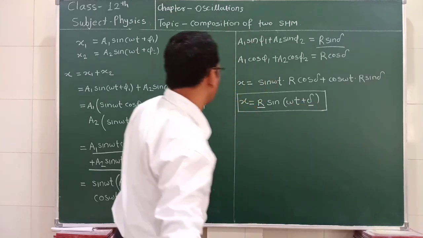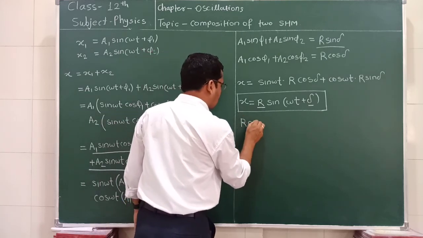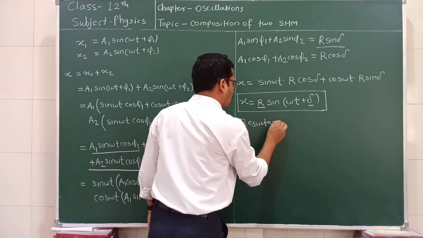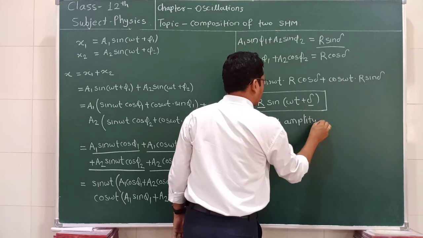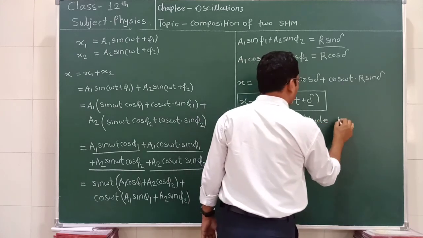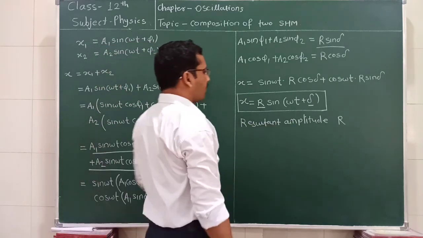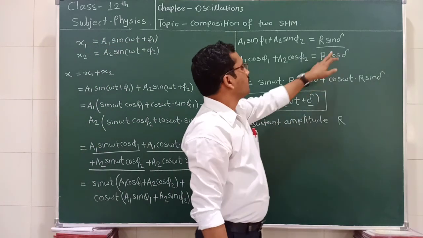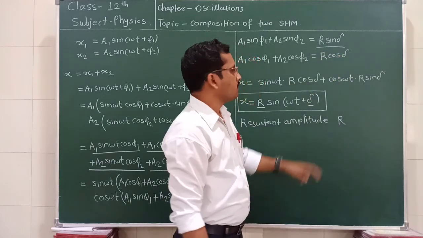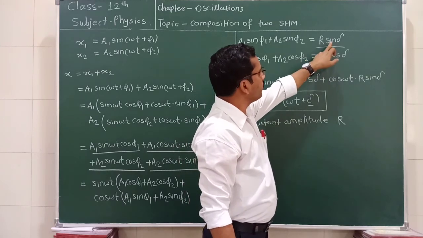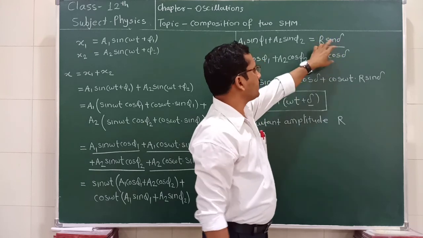Now, the resultant amplitude. This resultant amplitude is denoted by the letter capital R. So how can this R be calculated? By squaring and adding these two equations. First of all, we are going to square this equation, and we are going to add these two equations.